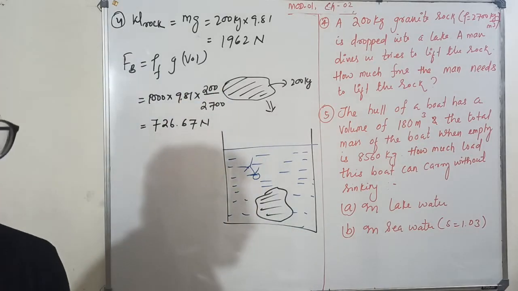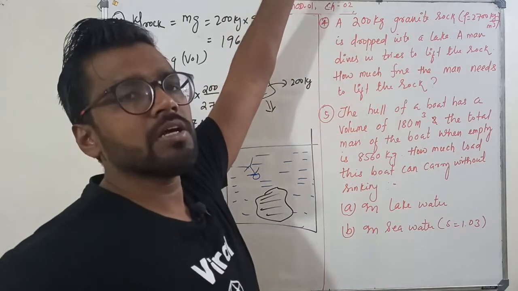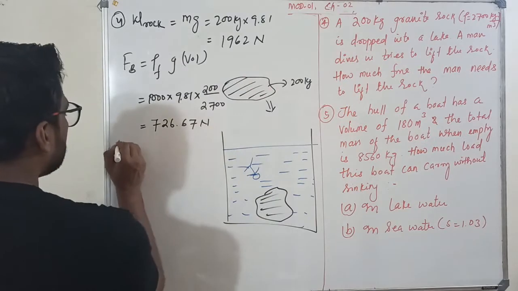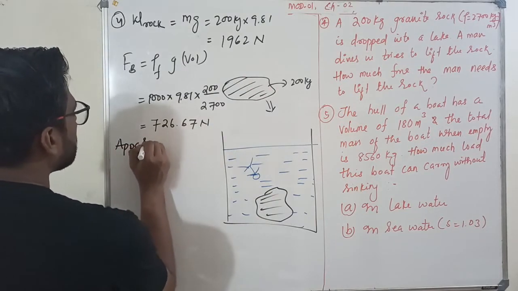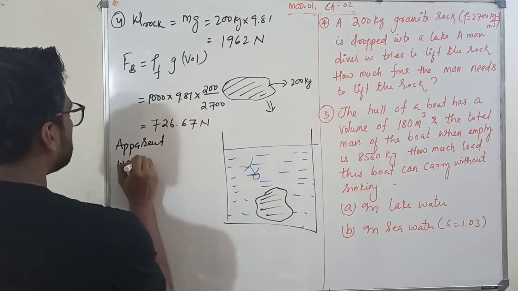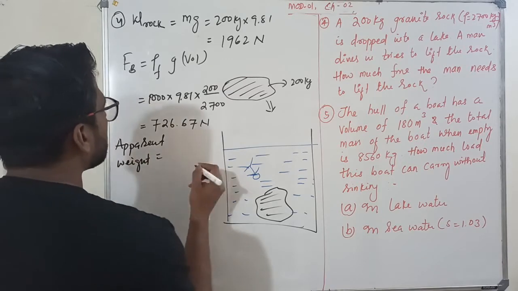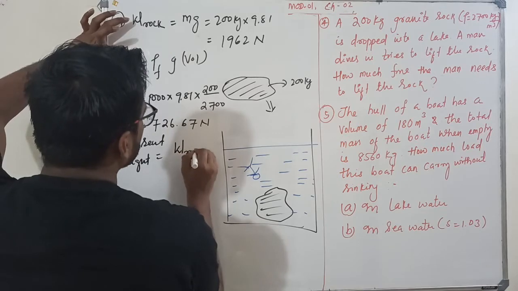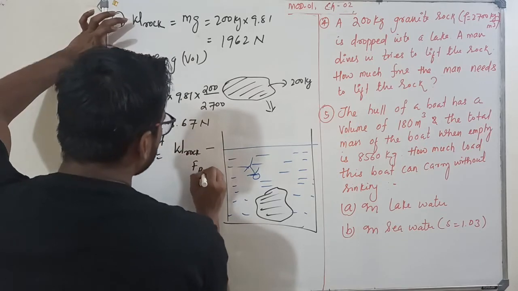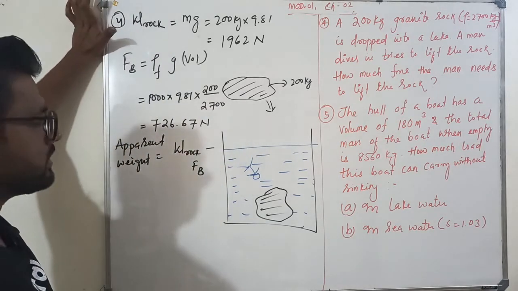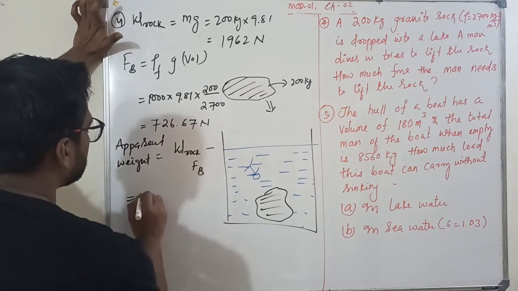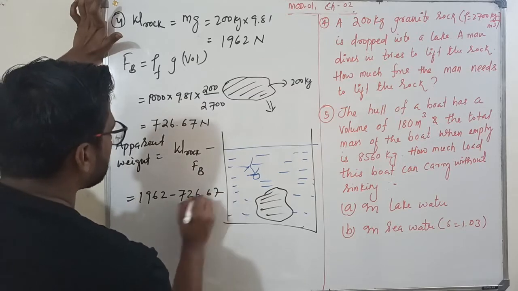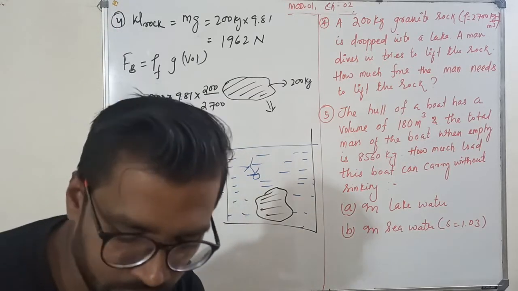Okay. So then what is the apparent weight of the rock inside the liquid? Sir, the apparent weight is the weight of the rock in air minus the buoyancy force, that is upthrust. That is 1962 minus 726.67. How much answer are you getting?